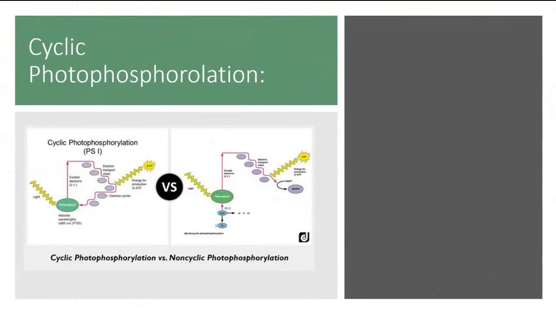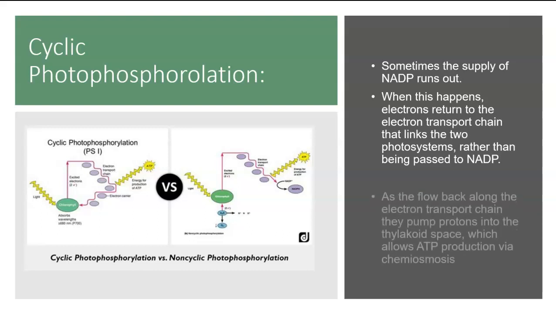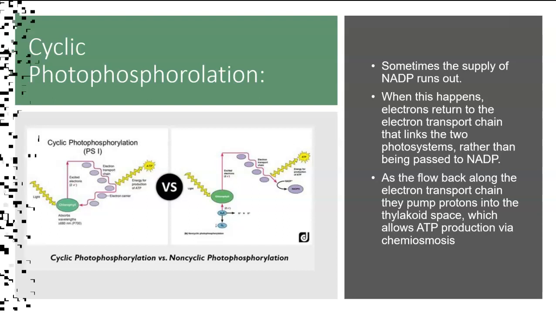Alrighty, so cyclic photophosphorylation. Sometimes the supply of NADP runs out. When this happens, electrons return to the electron transport chain that links the two photosystems, and rather than being passed to NADP, as they flow back along the electron transport chain, they pump protons into the thylakoid space. This allows ATP production via chemiosmosis.